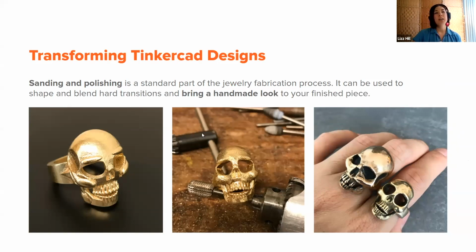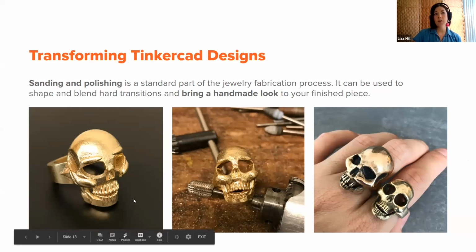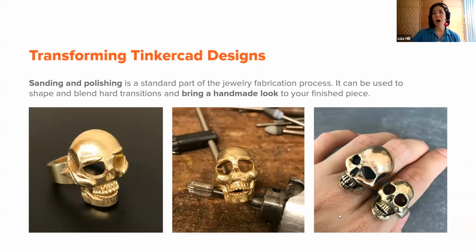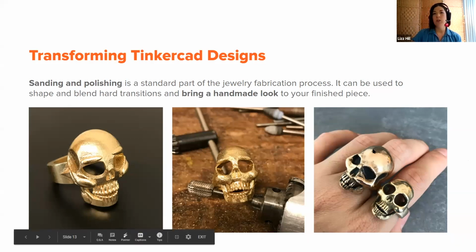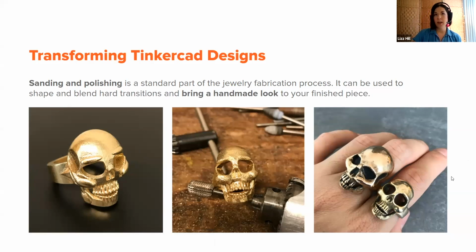So what I did is, again, using Shapeways, I modeled the skull ring that you saw on the last slide. I then had it casted in brass on the left. I then used a Dremel with a flex shaft, which is just a typical tool that you would use for polishing, finishing as part of a normal jewelry fabrication process. And then I polished it down, added the patina to really bring it to life.